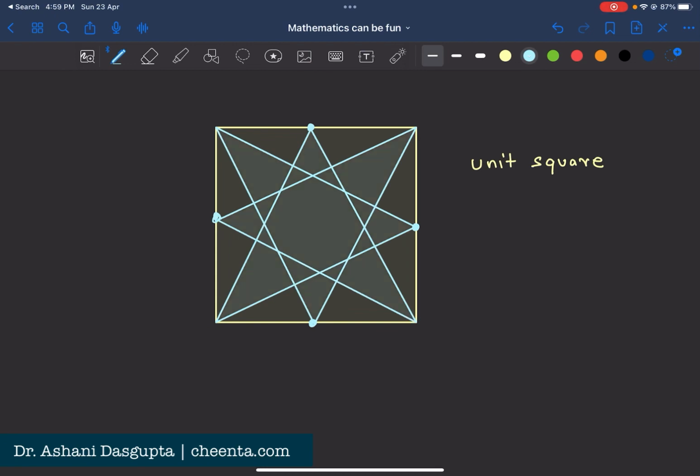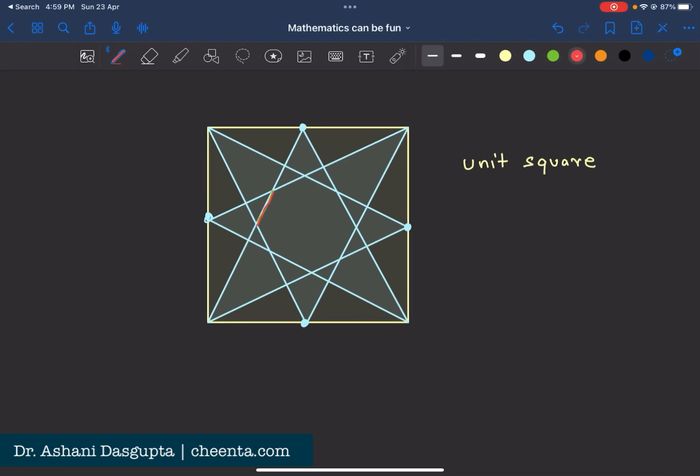Okay, so now in the middle, right here, you have an octagon like this. So I want to know what is the area of the octagon.